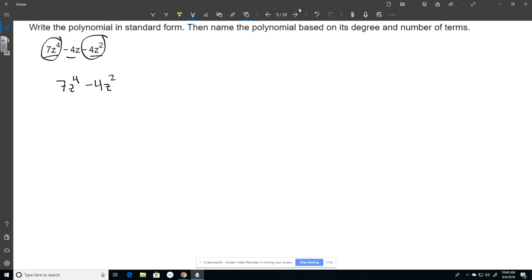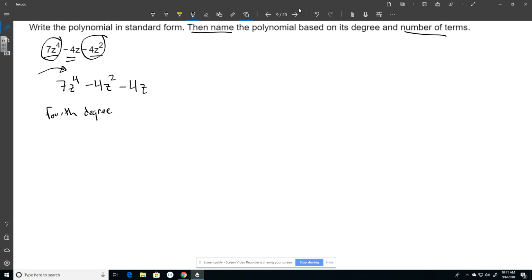I'm looking at the biggest variables here. And then the last one is minus 4z. So they go in descending order: fourth power, second power, first power. Then it wants us to name the polynomial based on its degrees. So we look at the largest degree in this polynomial, which is a 4. So that means this is a fourth degree polynomial.